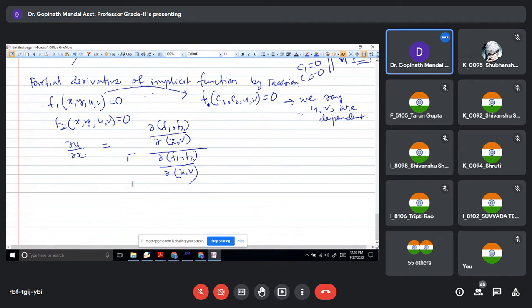Similarly, del v del x will be minus of the Jacobian of del f1 f2 with respect to x u, divided by del f1 f2 with respect to u v.